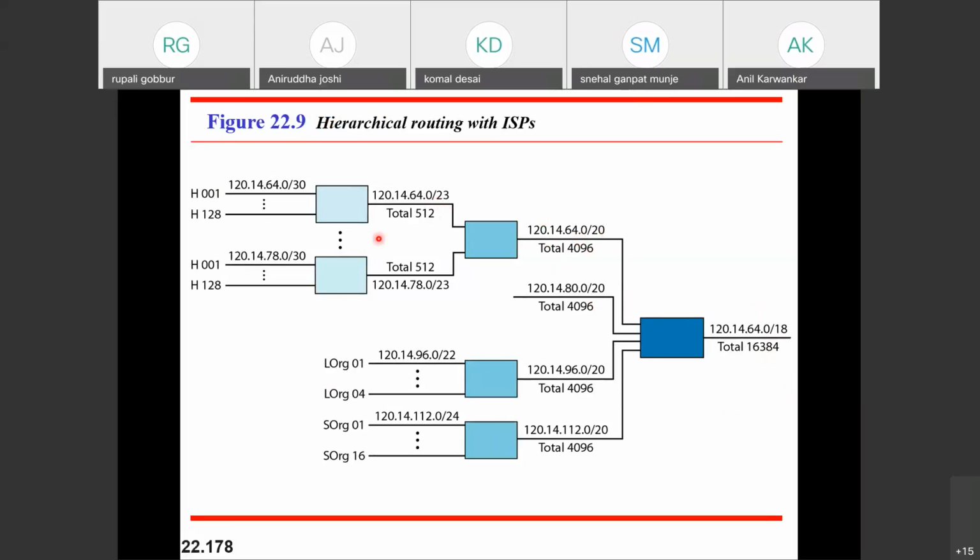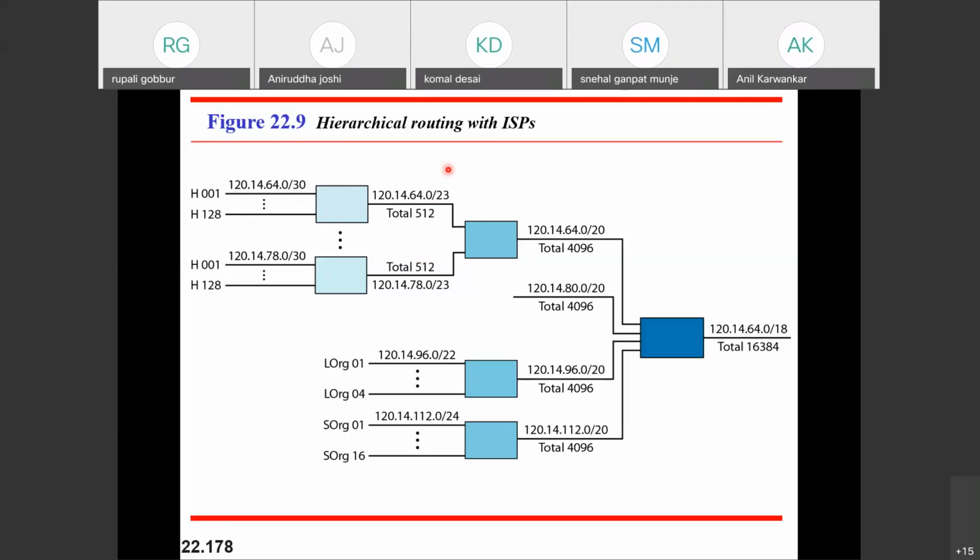These 512 terminals are the terminals which have a specific range of IP addresses, say 120.14.64.0 will be one range, up to 264.127. This will be the number of IP addresses. Here it will be 128. Then there will be another network, then another network, and a fourth network. So such 4 different IP ranges will constitute 512. This network 512, this network 512.